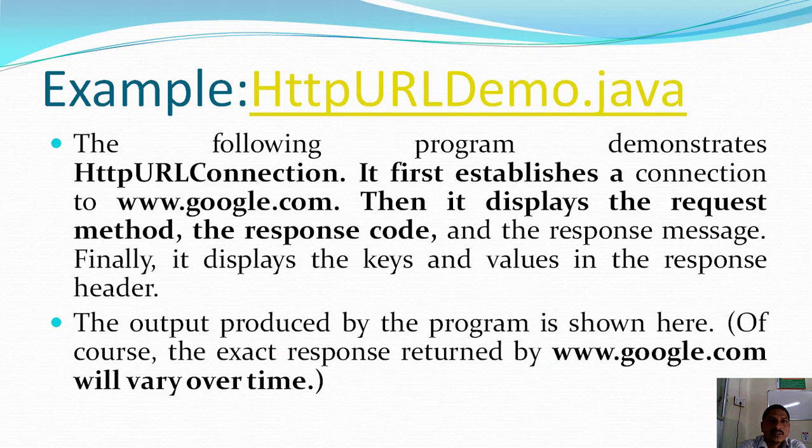Here is the sample example, HttpURLDemo.java. The following program demonstrates HTTP URL connection. It first establishes a connection to www.google.com. Then it displays the request method, the response code, and the response message. Finally, it displays the keys and values in the response header. The output produced by the program is shown here. Of course, the exact response returned by www.google.com will vary over time.